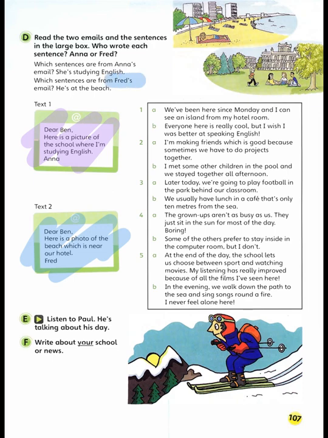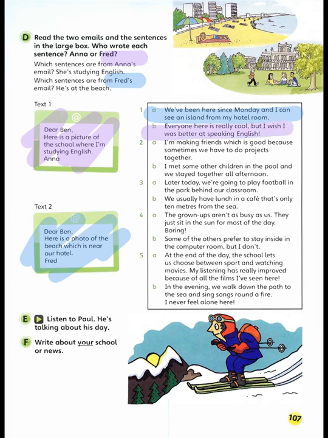Here we have Fred is going to be blue and Anna's going to be purple. Okay, let's read the first one. The purple one, text 1. Dear Ben, here's a picture of the school where I'm studying English. We've been here since Monday and I can see an island from my hotel room. An island, so obviously A is part of Fred's letter. B, everyone here is really cool, but I wish I was better at speaking English. So that's part of Anna's email.